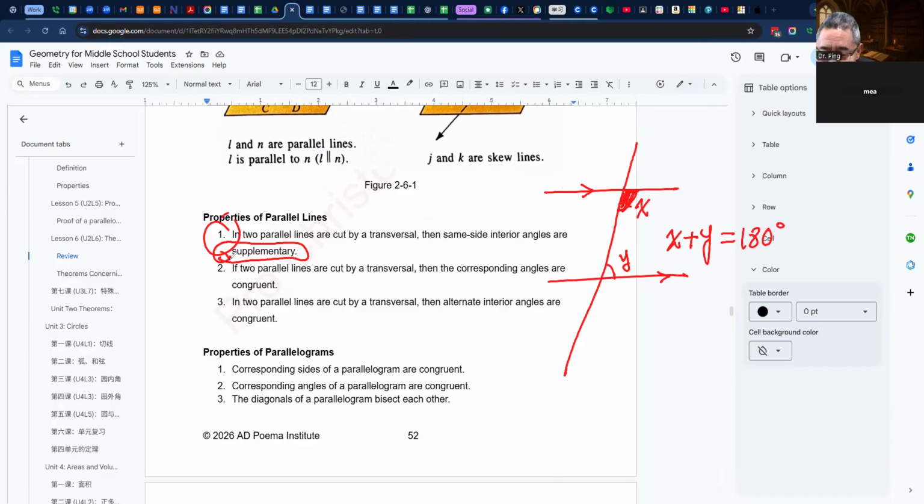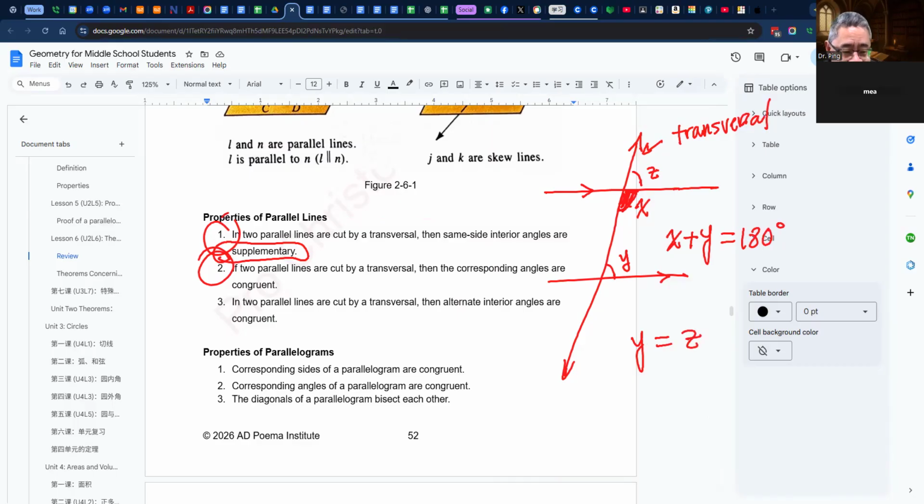The second one says if two parallel lines are cut by a transversal, this line is our transversal, and the corresponding angles are congruent. The corresponding angles means one angle is inside the two lines, the other is outside. So the Z here, this angle here, is the corresponding angle. Property 2 tells us Y is equal to Z.